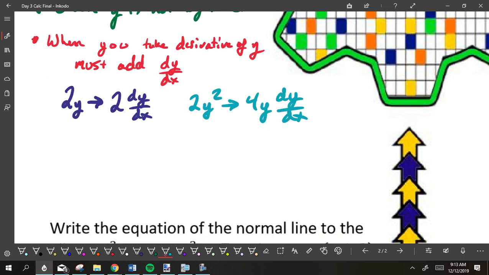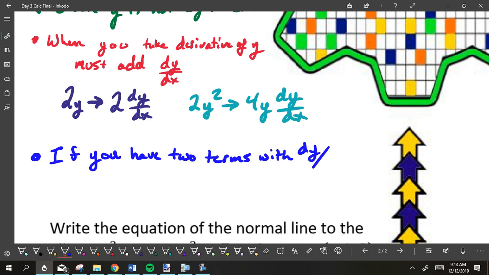A reminder, you can do these problems a little bit different ways, but if you have two terms with dy over dx, don't forget that we can factor it out. Okay? Factoring it out helps us in a lot of cases for these problems.